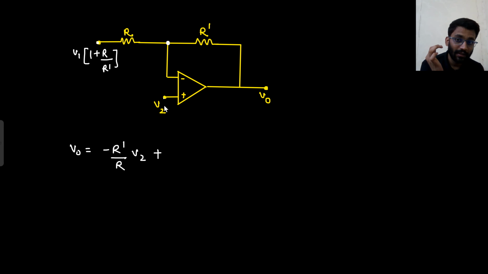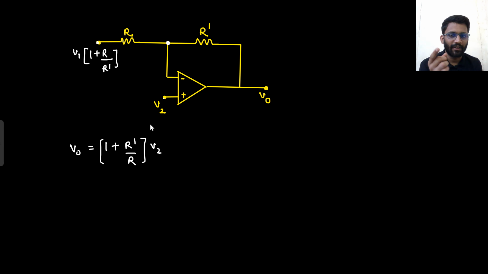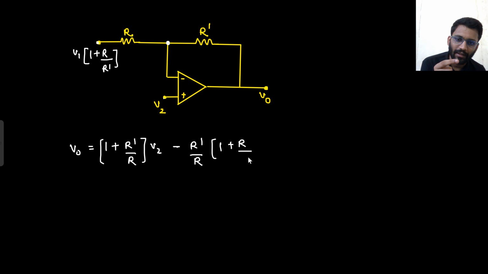Plus, if this is, wait a minute, sorry. I'm really sorry for this minor mistake. So if this is shorted, what will be the output? Output will be 1 plus R dash by R into V2, because this is a non-inverting amplifier, no? So 1 plus R dash by R into V2. And if I short circuit V2, and only consider this one, what will be the output? Output will be minus R dash by R into 1 plus R by R dash into V1.